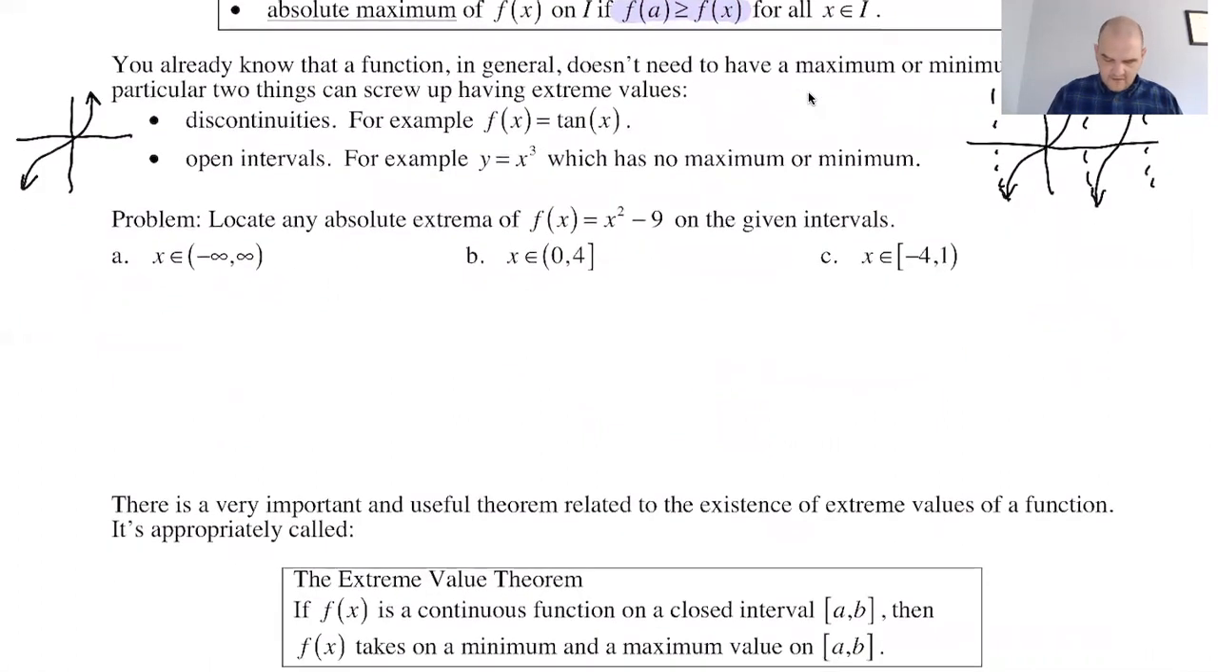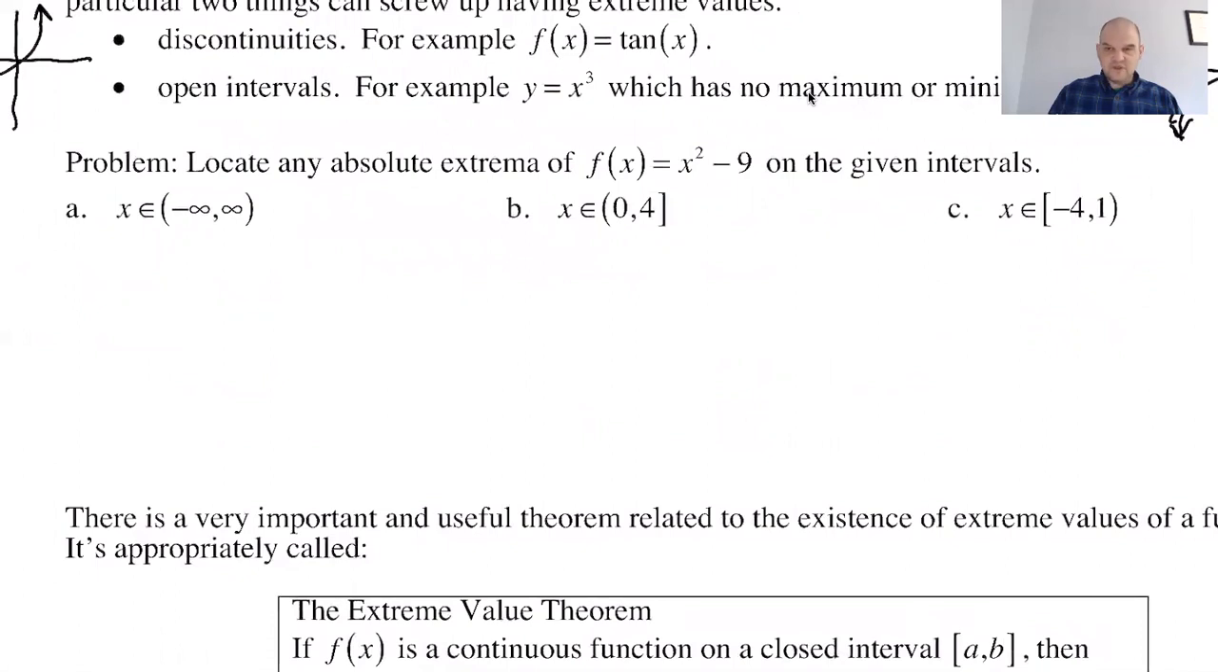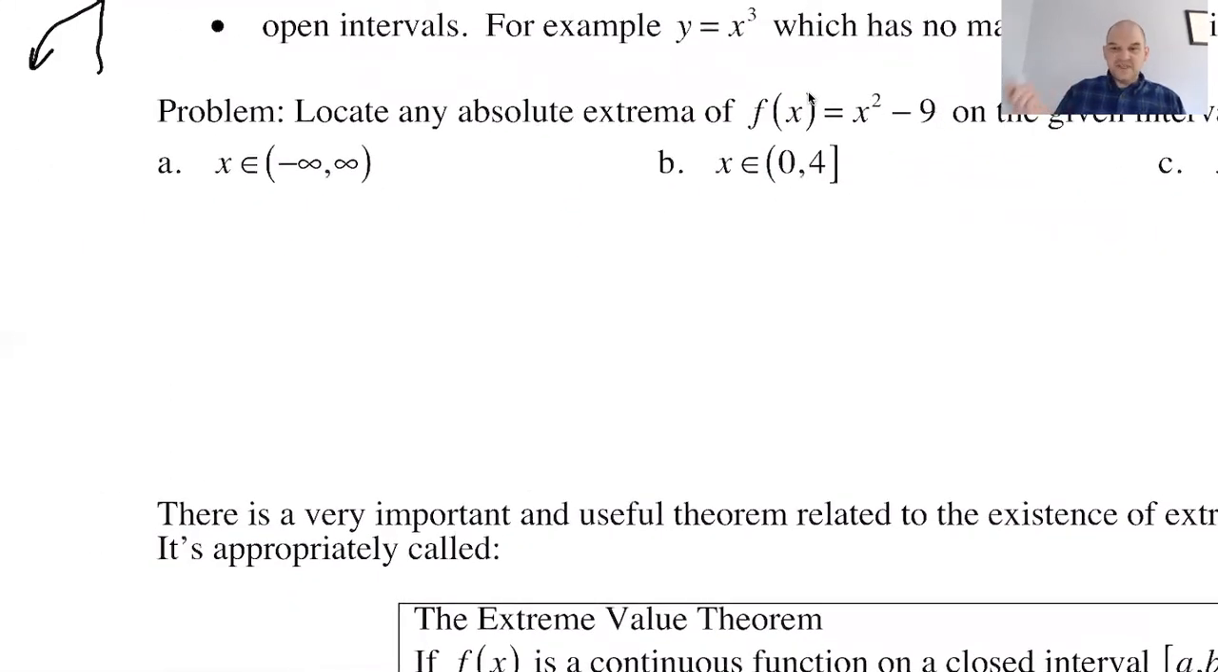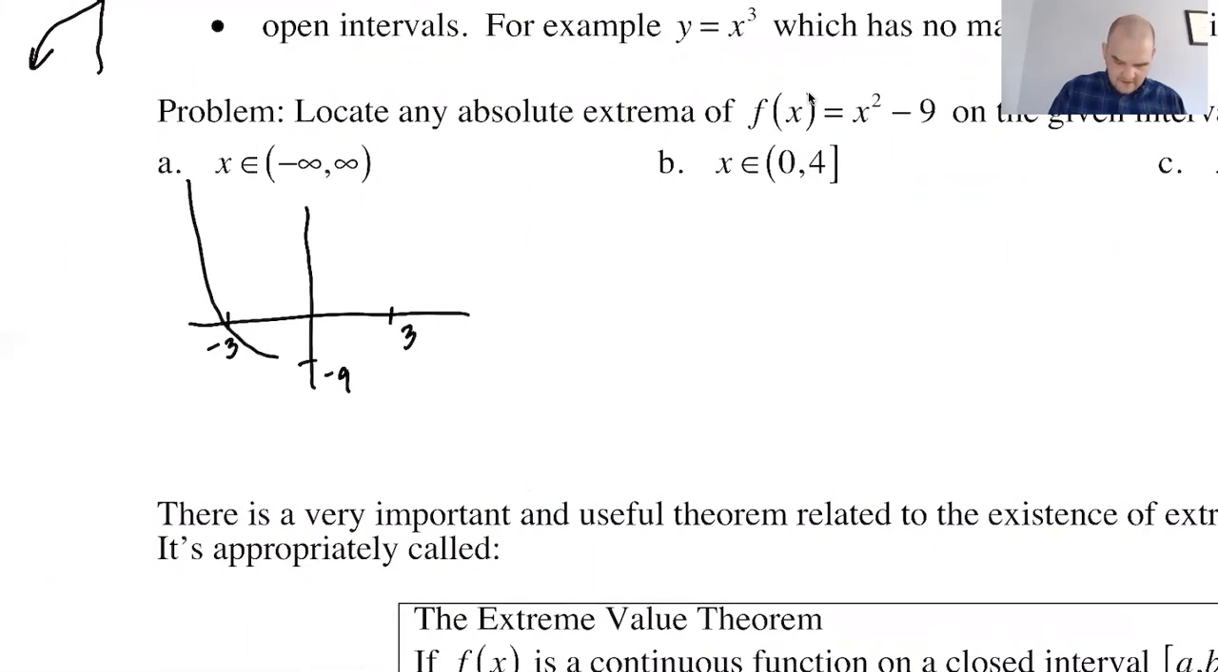So find any absolute extrema, so absolute max, absolute min, of f of x equals x squared minus 9 on the given intervals. All right, so I'm going to do this basically by graphing. So I start with this. And then I'm going to put this at -9. So I guess this is 3 and -3. Not really worried about those because they don't really convey the information that we're looking for.